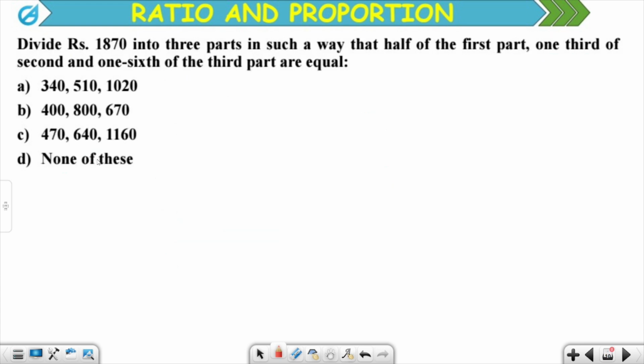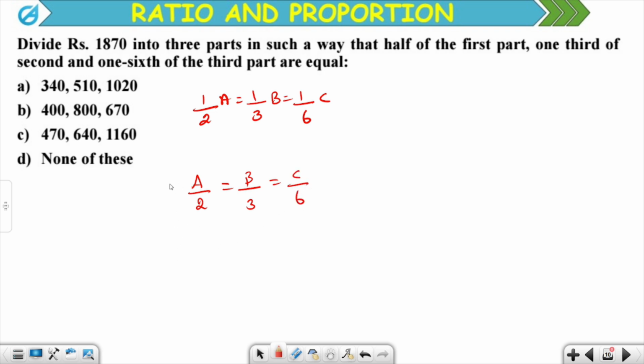Okay, next. Divide 1,870 in 3 parts in such a way that half of first part is equal to one third of second part is equal to one sixth of third part. See how I can write, a by 2 is equal to b by 3 is equal to c by 6.